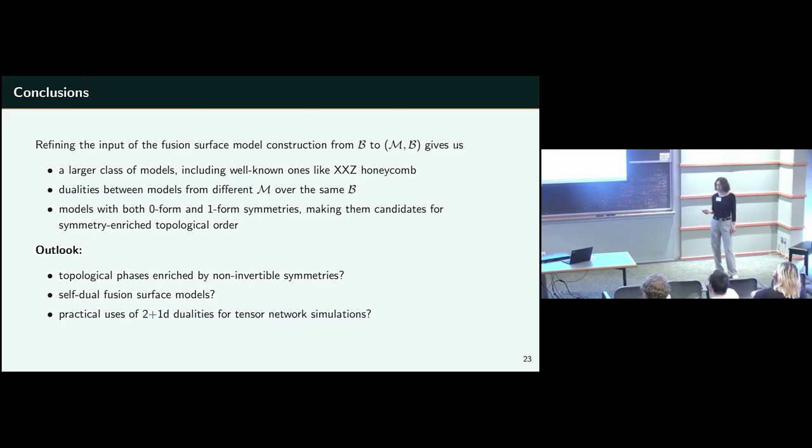And as for future directions, I think it would be interesting to think more about these symmetry-enriched topological phases in this context. It would also be interesting to think about self-dual fusion surface models, if they realize some kind of critical points. And finally, these 2+1d dualities could be useful because in tensor network simulations, it's better when the symmetries are broken. And so one could use dualities to map to a model where the symmetries are broken. Okay. Yeah.